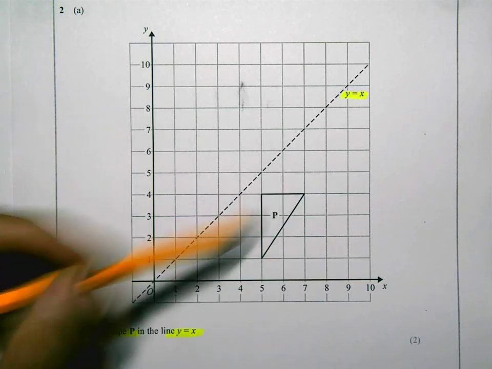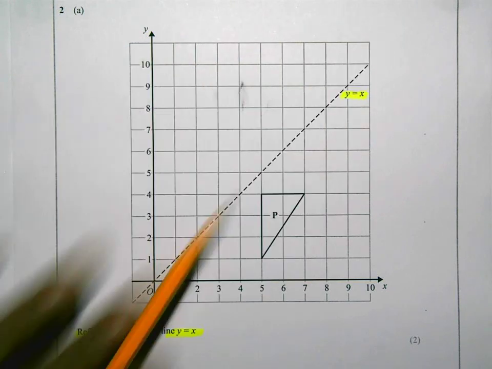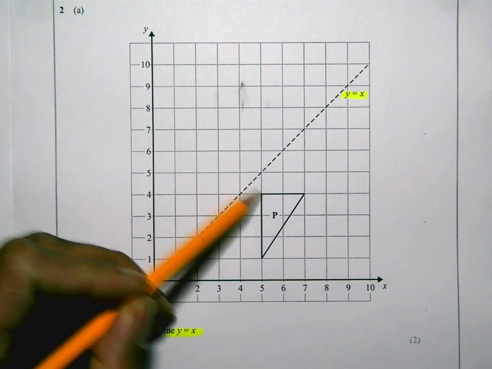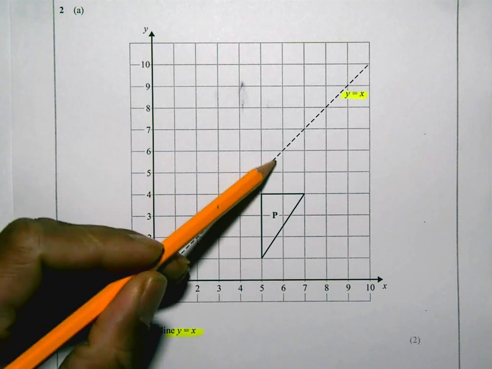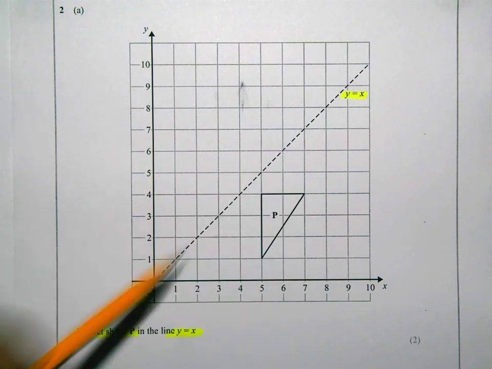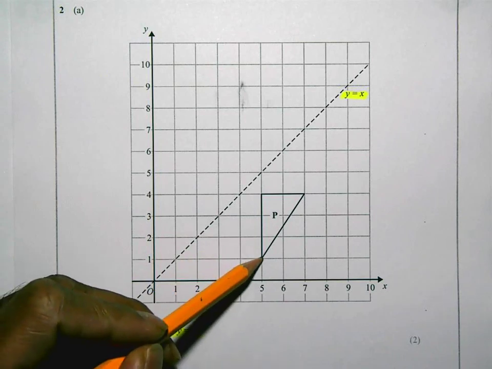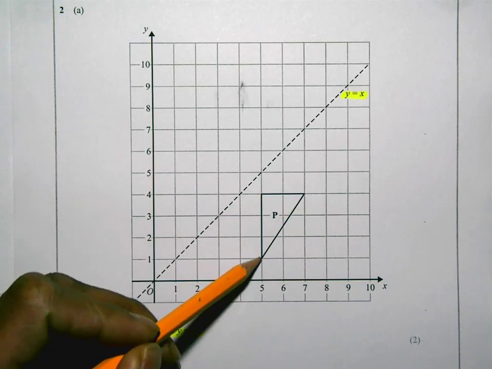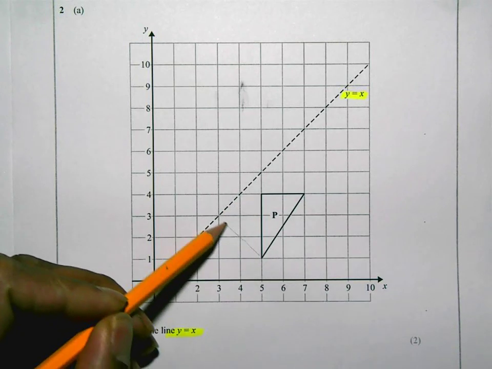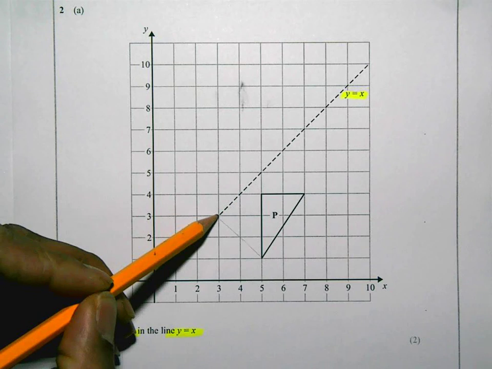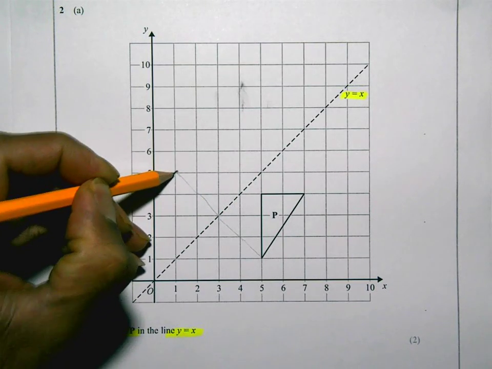P in that line. Now what you need to do, because that line is a diagonal, is look at the diagonal distance of each of the 3 corners of this triangle from the mirror line, the line y is equal to x, and then reflect it onto the other side. So I'm going to start with this corner and just work my way to the other 2 corners. That's 2 diagonals away, so it's going to be 2 diagonals on the other side. So that corner is going to end up there.